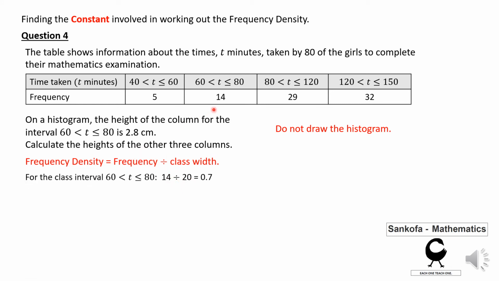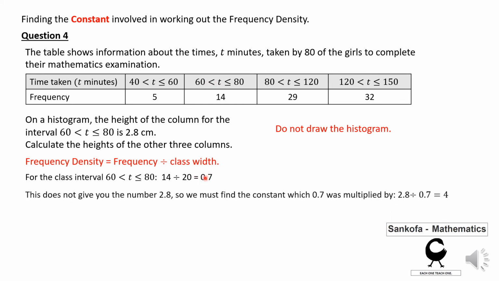So if you take the frequency here, 14, and you divide it by a class width of 20, that is 80 minus 60, you get 0.7. Essentially, that's 0.7. All right? This does not give you 2.8. So we must find what constant is multiplied by 0.7 to give you that 2.8.